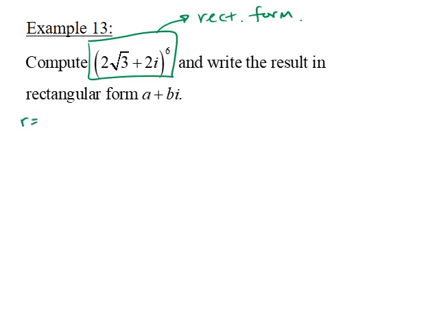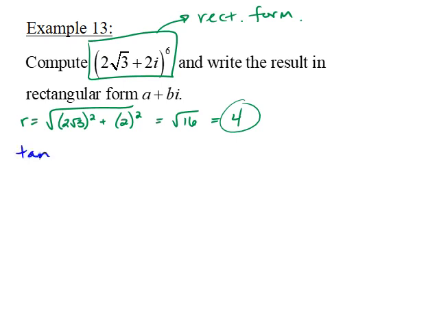So remember, r is equal to the square root of (2 root 3) squared plus 2 squared. This becomes the square root of 16, or 4 in this case. So we know r. Tangent of theta in this case is 2 divided by 2 root 3, which becomes root 3 over 3. Tangent of theta equals root 3 over 3 when theta is equal to pi over 6.